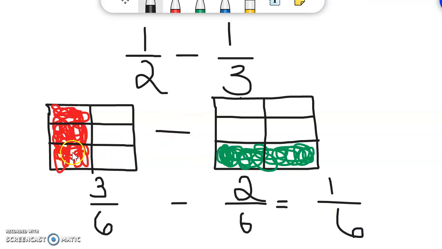You can also literally subtract by going back over to your model and putting an X over this number. So how many are shaded in right here? 2. So I could put an X on 2 of these. And don't I see my answer? I can still see my answer. It's 1/6.